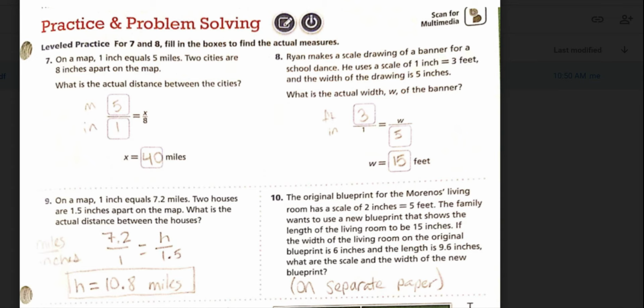Same thing with number 8. 1 inch is 3 feet. They're asking you about 5 inches. So I put 5 in my denominator.